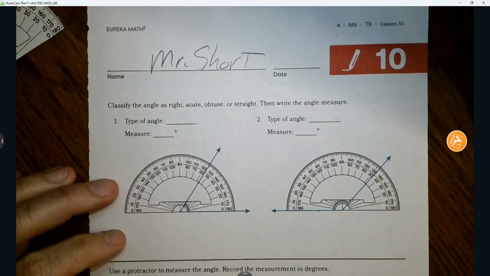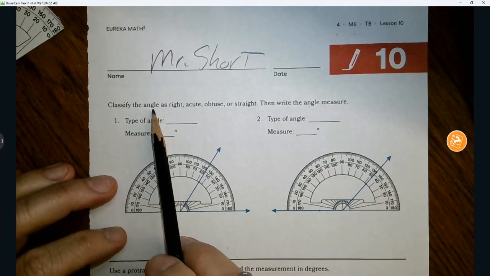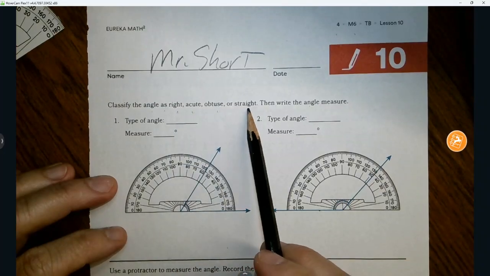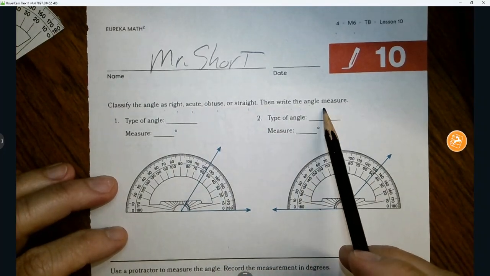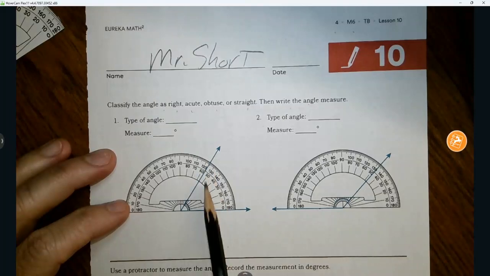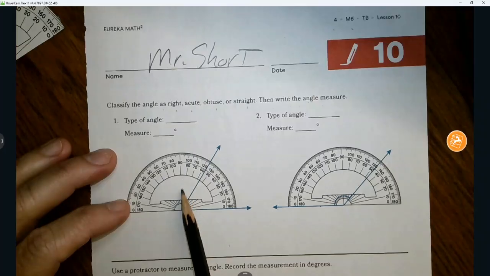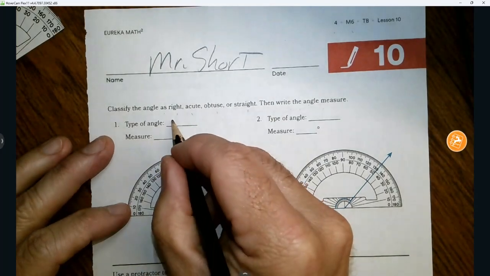So if we look on the bottom, on page 61, it says classify angle as right, acute, obtuse, or straight. Then write the angle measurement. Okay, so let's look at this one. Right here we have our angle. We see it's down this line and here. 90 degrees is right here, so it's less than 90 degrees. Well, if it's less than 90 degrees, it has to be what kind of angle?